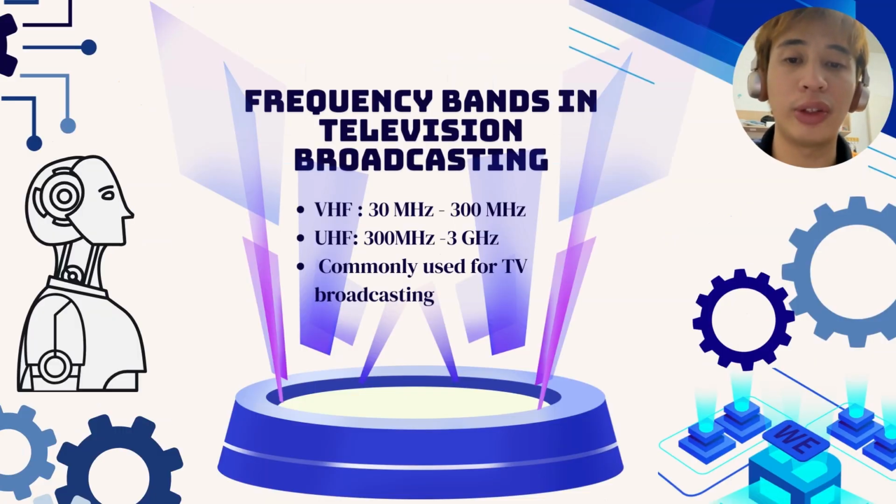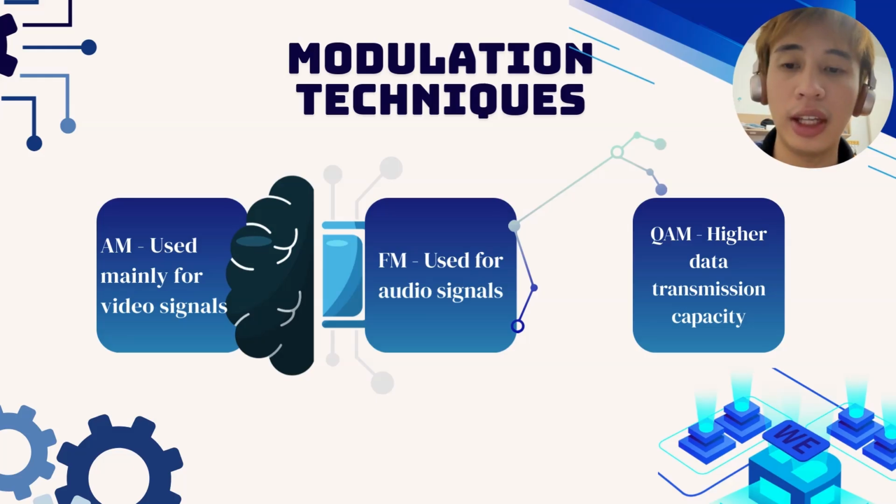The bands in television broadcasting are VHF, very high frequency, which is 30 MHz until 300 MHz, and UHF, 300 MHz until 3 GHz, and they are commonly used for TV broadcasting. For the modulation techniques, it has three: AM, FM, and QAM. AM is used mainly for video signals, and FM is used for audio signals. And lastly, QAM has higher data transmission capacity.